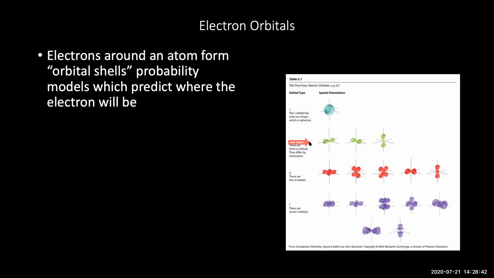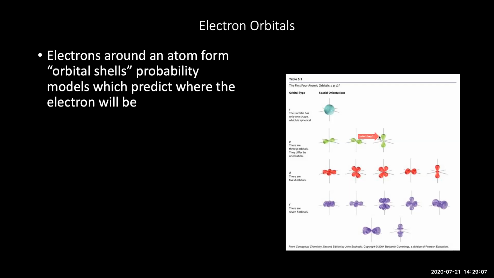For the p orbitals, the next ones up, they have this peanut shape. And so the electron can either be found here or here, but nowhere else. You won't find it anywhere else. Only in this region of space here and this region of space here. The p orbital has a few different orientations. So you'll find electrons in these portions and these portions as well.